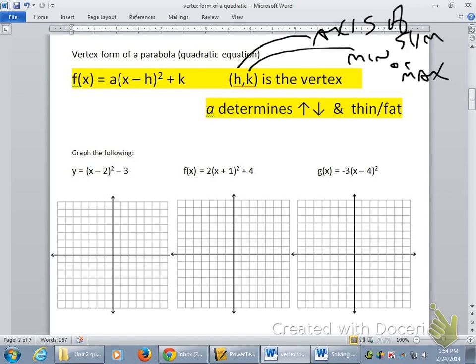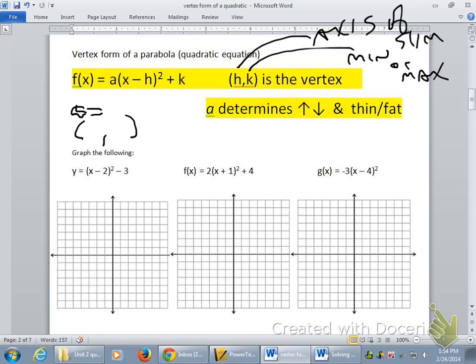All right. I'm going to help you graph these. You do not need to graph these three because I'm going to give you 10 of them to graph in just a second. So I will graph these three. You will watch. All right? Hopefully I can graph these without any problems. I want you to look at this first one. It says x minus 2 in parentheses squared minus 3. I need you to tell me A, and I need you to tell me the vertex.